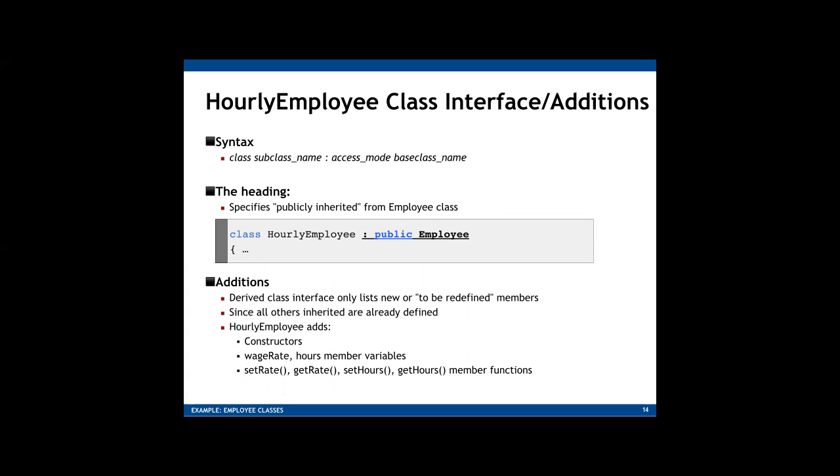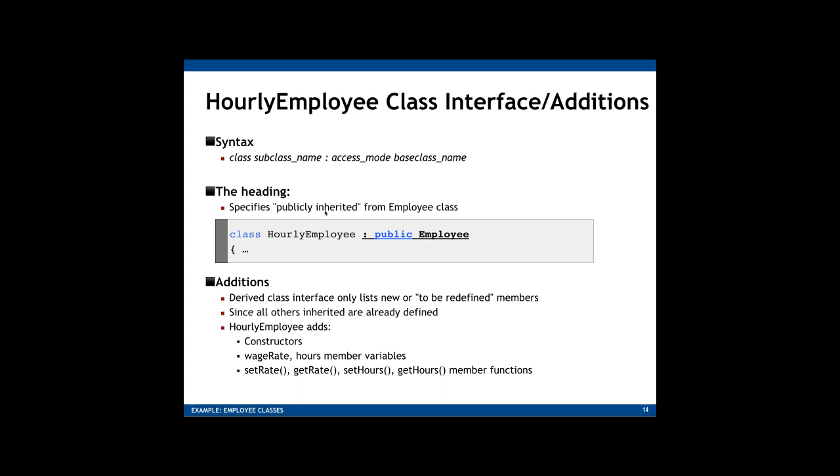So how can we syntactically express inheritance in C++? This is the syntax for expressing inheritance. You start with the class keyword, just like other class definitions. Then you put the subclass name followed by a colon and an access mode, such as public or private, and then the name of the base class.